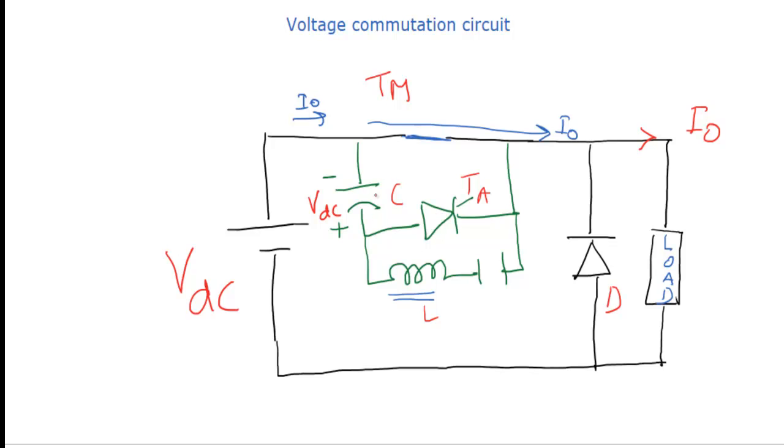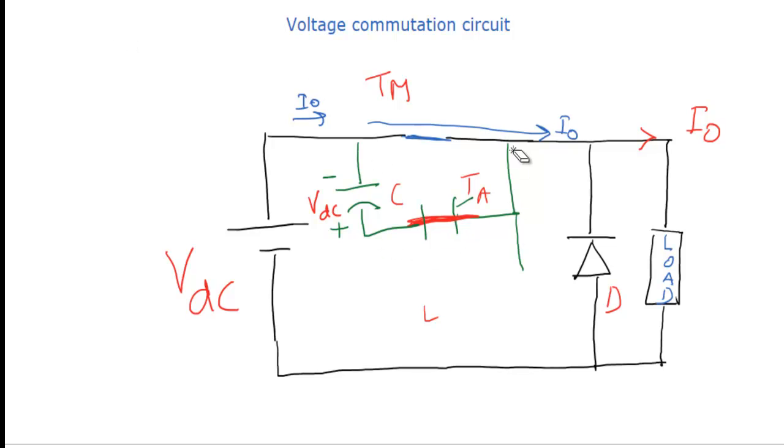Whenever you want to turn off the main thyristor TM, we need to turn on the auxiliary thyristor. If you turn on the auxiliary thyristor, you can see that this is acting as a short circuit. When you turn on the auxiliary thyristor, the capacitor suddenly appears across the main thyristor. Now this capacitor is connected across the main thyristor.